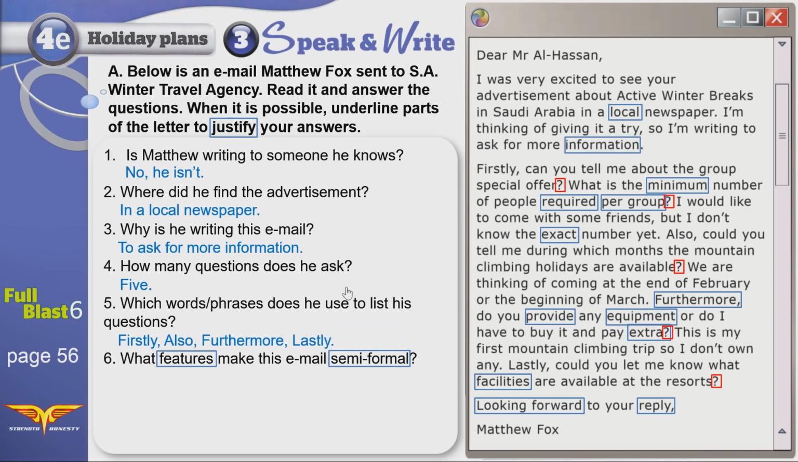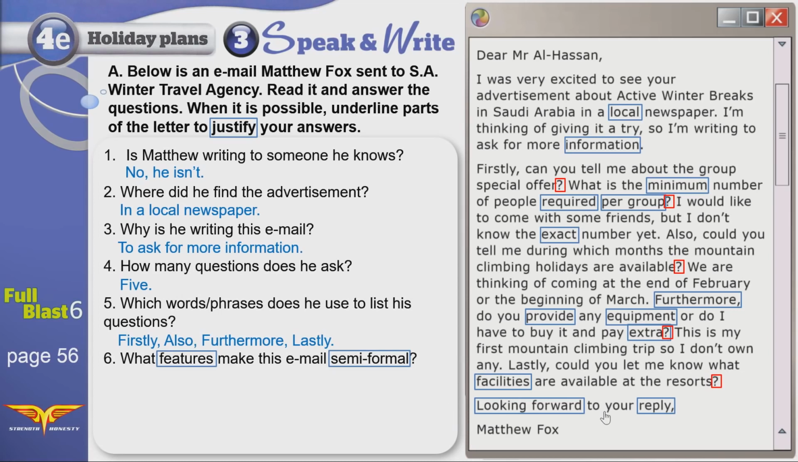Formal is what you write in newspapers. Okay, let's say that you are writing an article for a newspaper. You should use formal English, formal language. Friends, informal. Letter like this, email like this, you use semi-formal. Semi-formal.